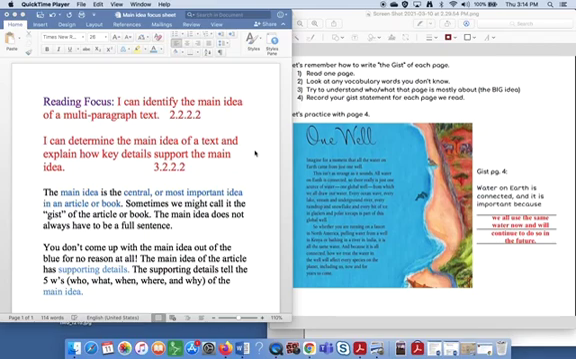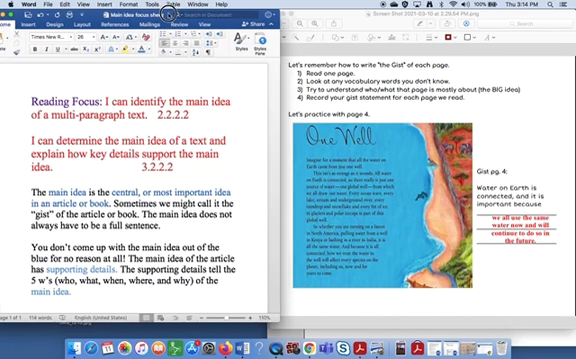Friends, today we are going to continue to work on finding the main idea of a story or a multi-paragraph article. Our reading focus today is: I can identify the main idea of a multi-paragraph text, or I can determine the main idea of a text and explain how key details support the main idea.